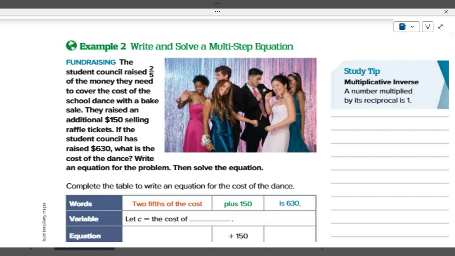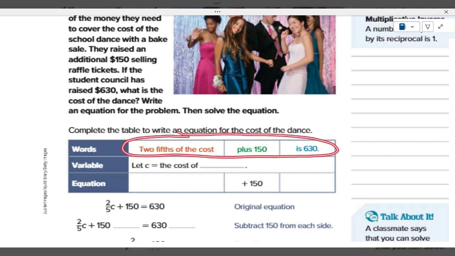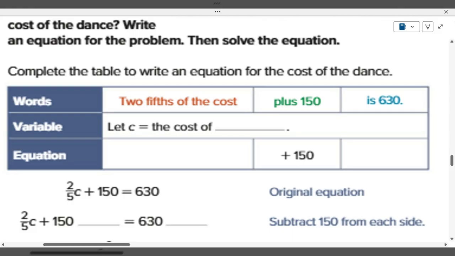Okay. So it's asking us to complete the table to write an equation for the cost of the dance. In words, this goes back to what we learned in the last lesson, how to go between a sentence and an equation, a written equation with numbers. So we have 2/5 of the cost plus 150 is 630. So let C equal the cost of, here we're going to say the dance. So C is the cost of the dance.